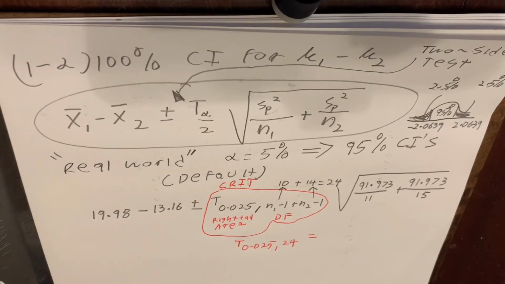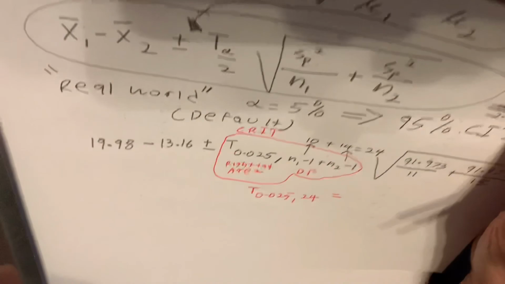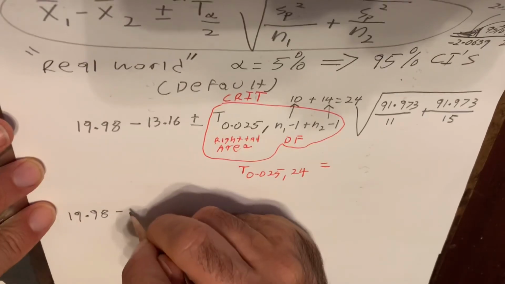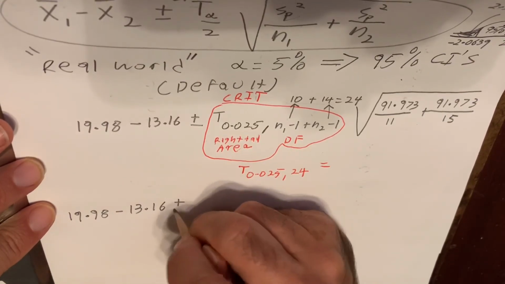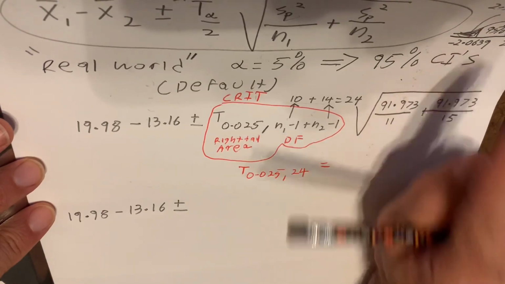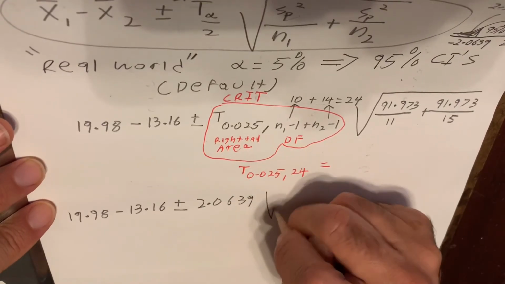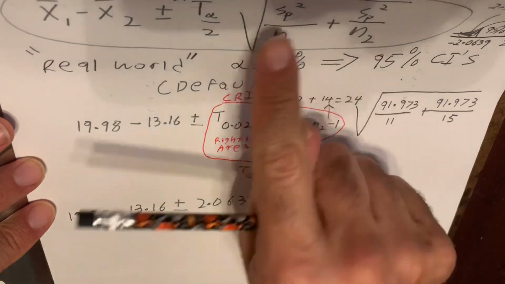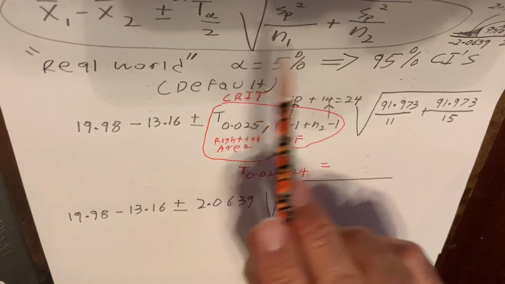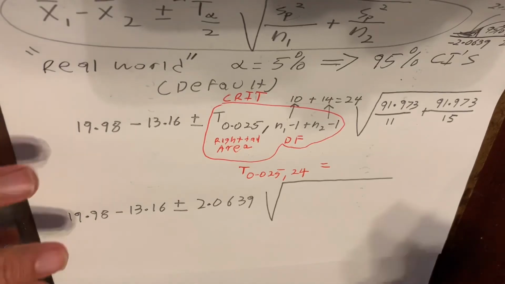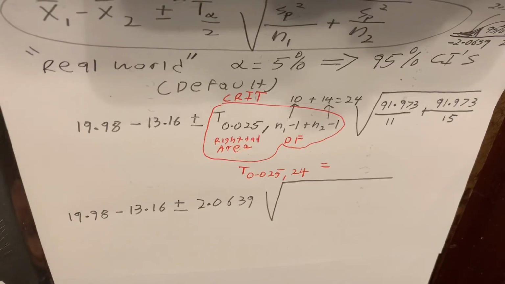So now what we're going to do is we are going to take our 19.98 minus 13.16 plus or minus our critical value, which is 2.0639. And we're going to multiply it by our estimated, it's actually a standard error of this estimator. That's what it is, and we're using this pooled variance estimator. It's a little on the complicated side, but it is what it is, you know. And you have to know this. If you're going to proceed into analysis of variance, you actually have to know this. Pretty cool.